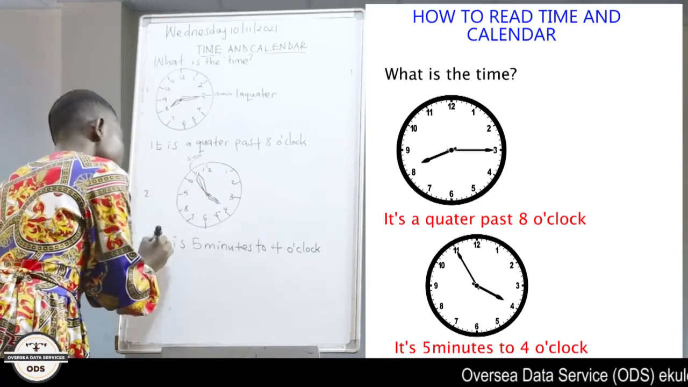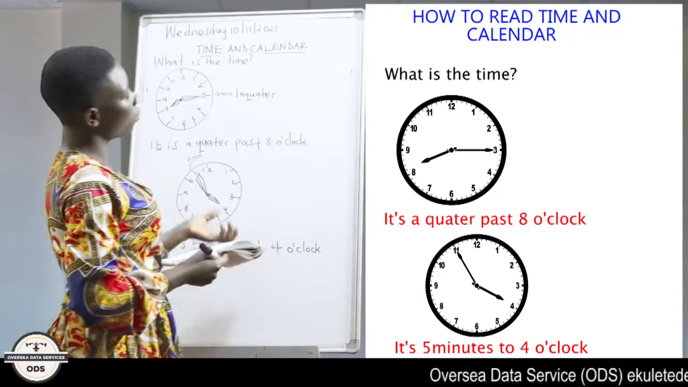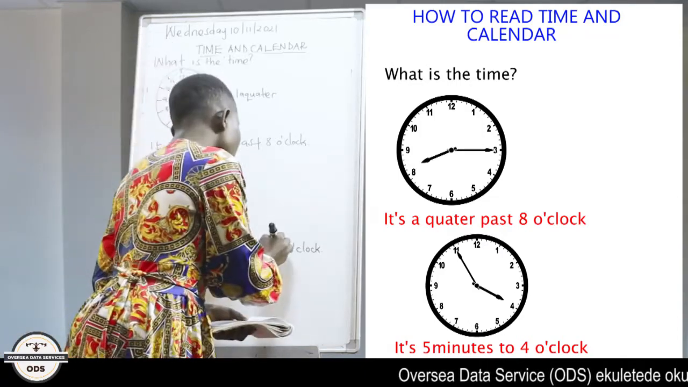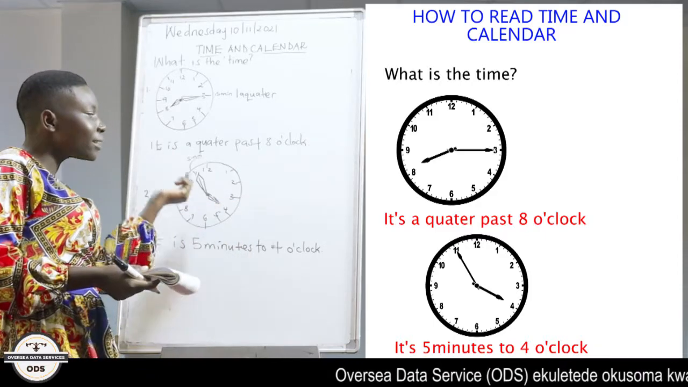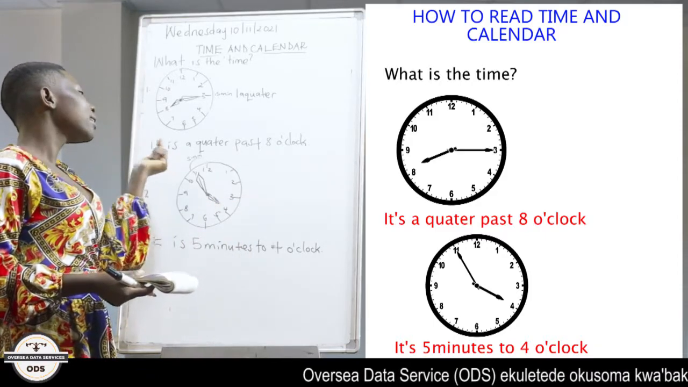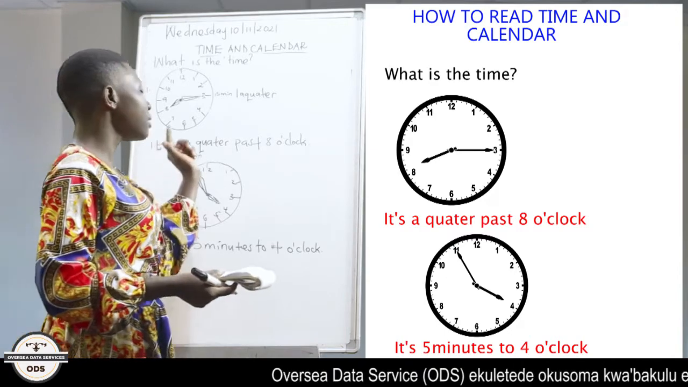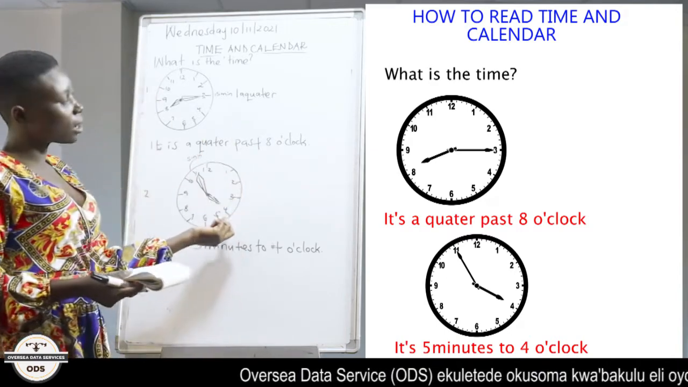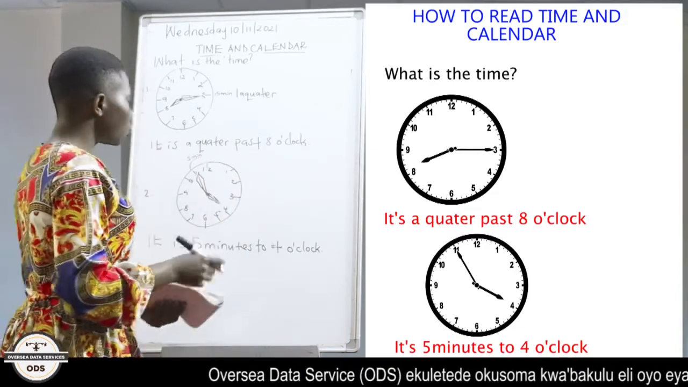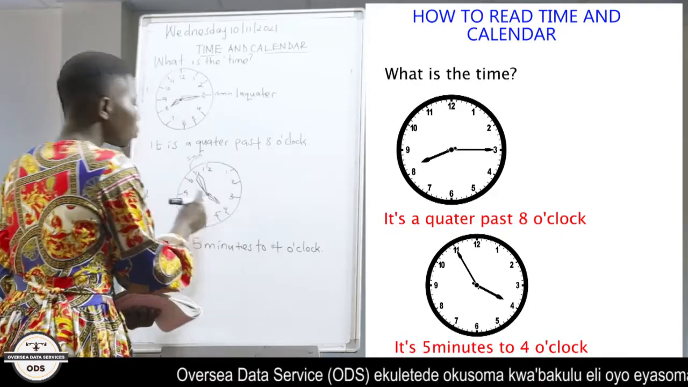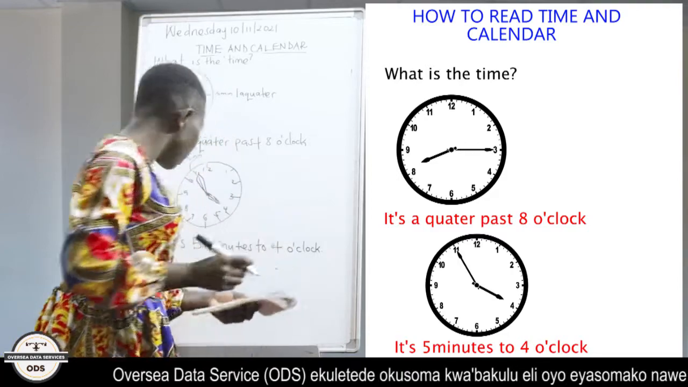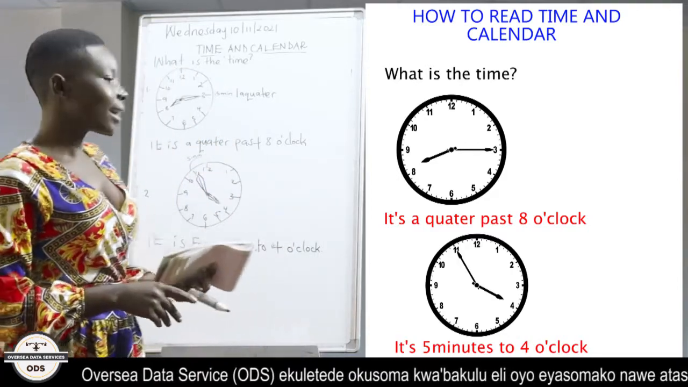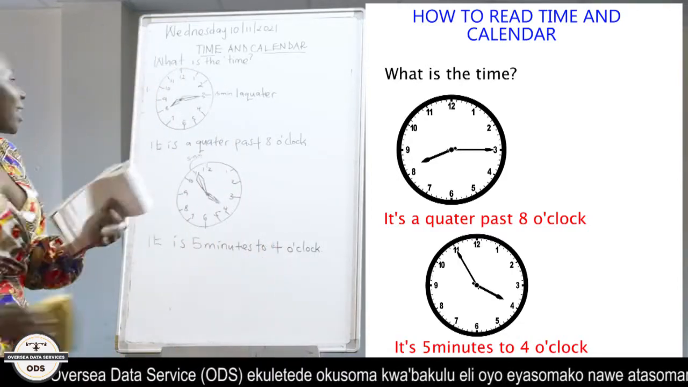We say it is 5 minutes to 4 o'clock, which means it is still 3, but remaining 5 minutes for it to clock at 4 o'clock, as you have seen. Okay.